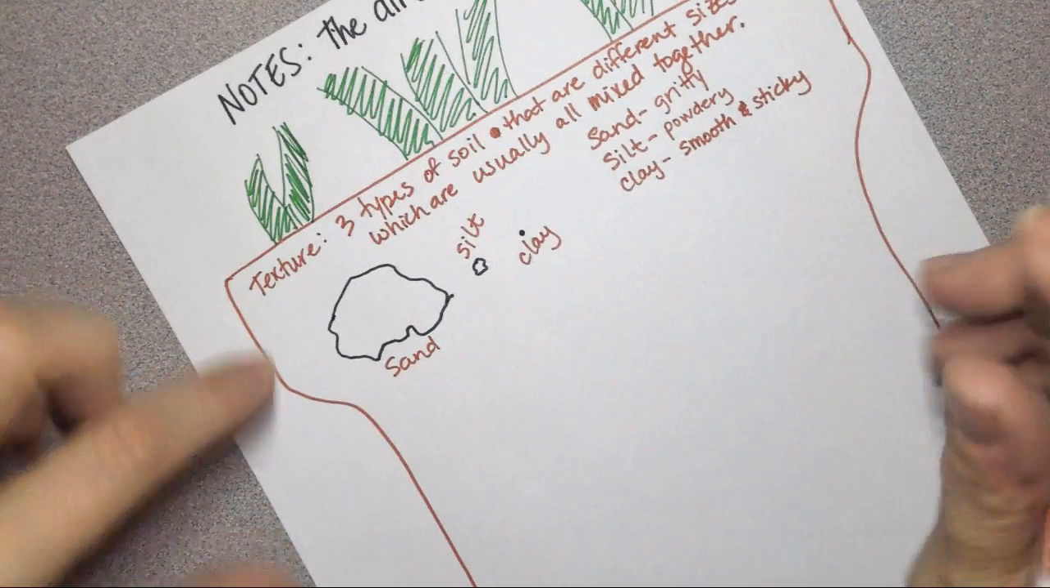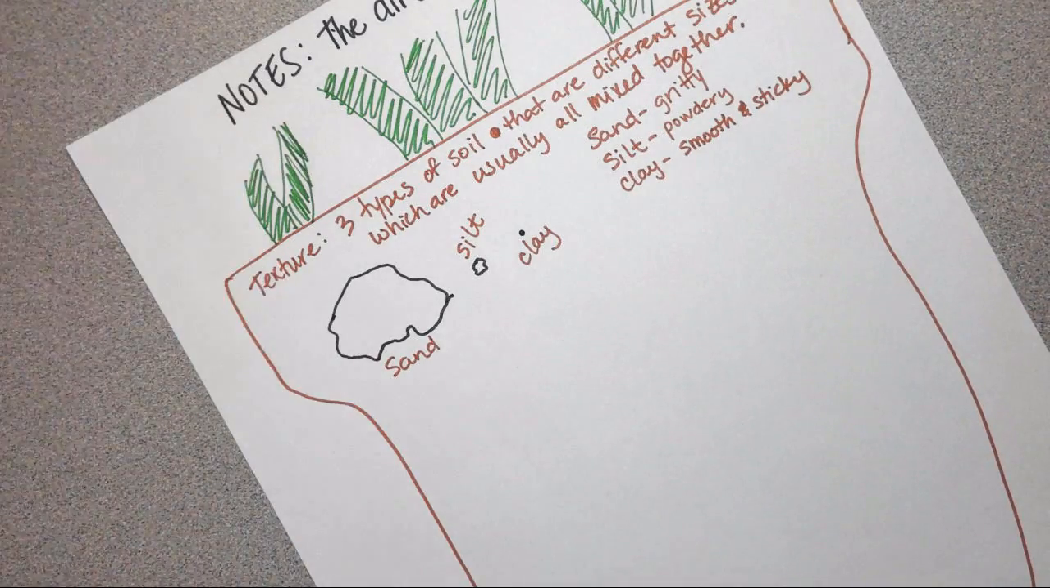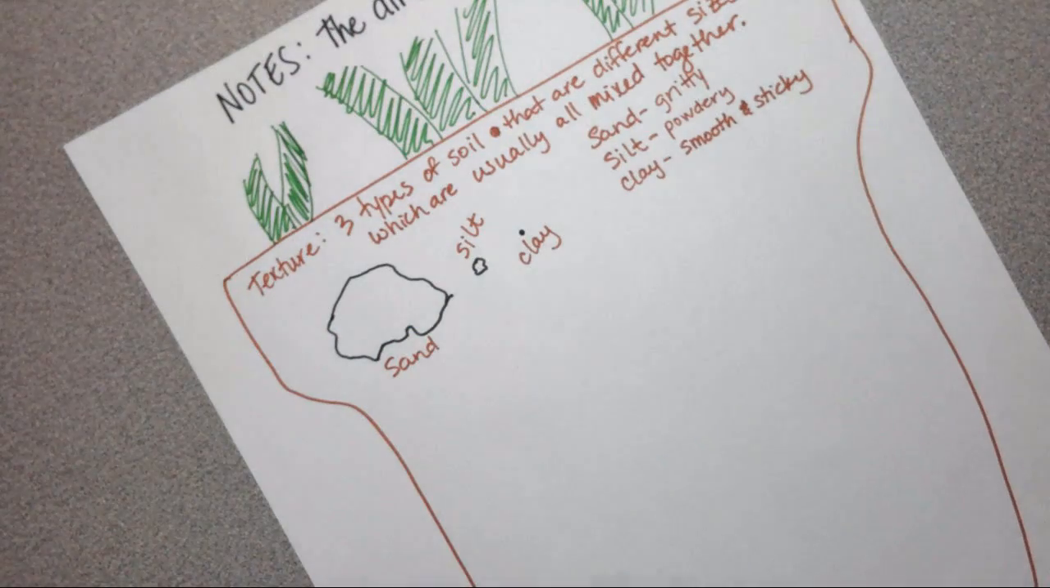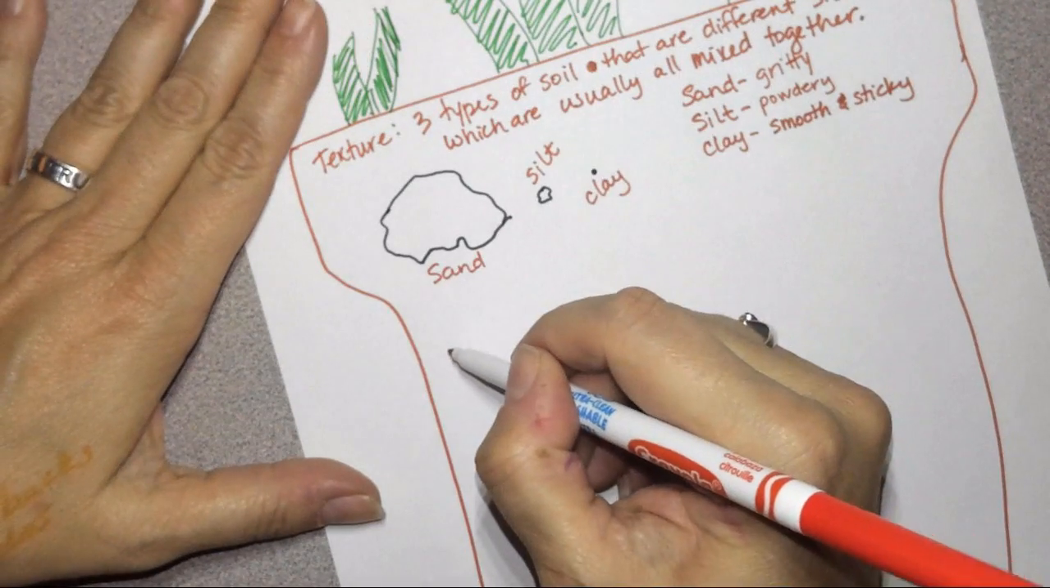So the first one is texture, and that's how it feels, remember? That's why we did it in the palm of our hand and in between our fingers. Good job. The next property is color.